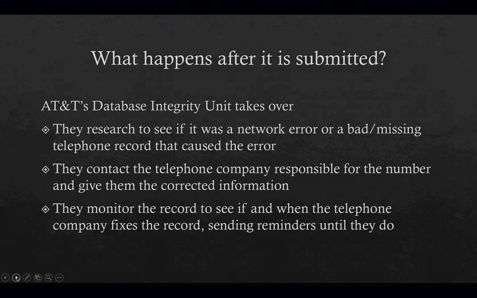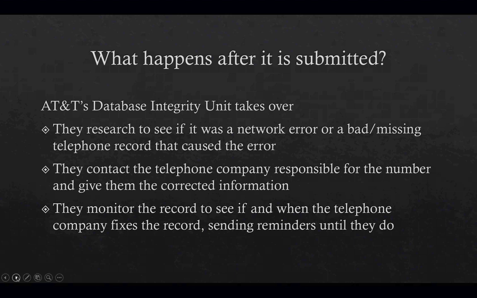And then after one is submitted, AT&T's database integrity unit takes over. These are the database clerks that you have talked to occasionally on the phone, Sharonette Griffin, Marlene Lay. There are several around the state. When you submit one of these alley discrepancy reports, and I will walk through later the actual steps in 911net to do that, the AT&T database integrity unit first researches to see if this was a network error that caused the problem or there was actually an incorrect or missing telephone record. If they determine that it's a network error, they communicate that with the people that need to know.